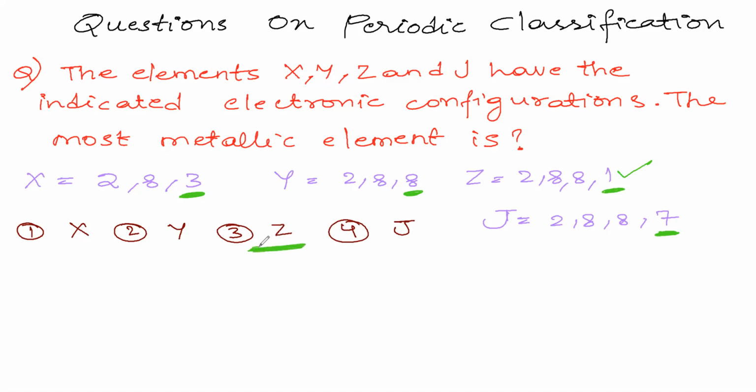Z is the most metallic in nature, because its configuration is 2, 8, 8, 1, so the valence electron configuration is 1. For X it is 3, and for Y it is 0, that is inert gases. Inert gases are not metals. And J is a halogen, because it has 7 valence electrons, that is 7th group. So in between 3, 7 and 1, 1 is most metallic, because if an element has 1 electron in the valence shell, it belongs to the first group, and first group elements are most metallic in nature. I hope it is clear now. This is question 1.